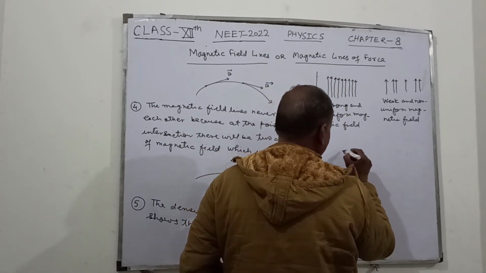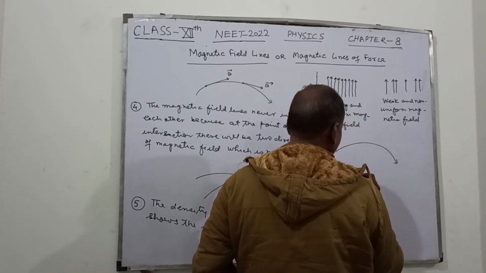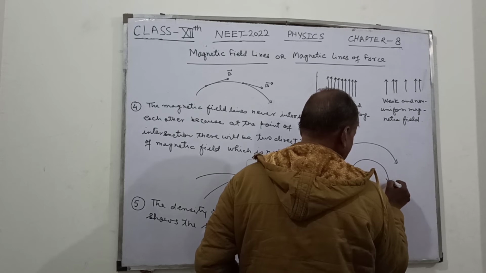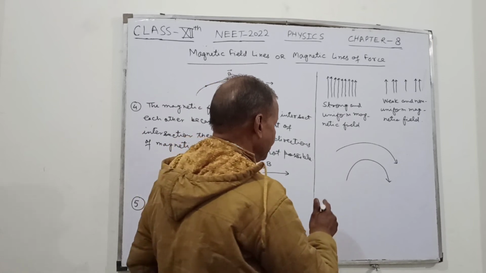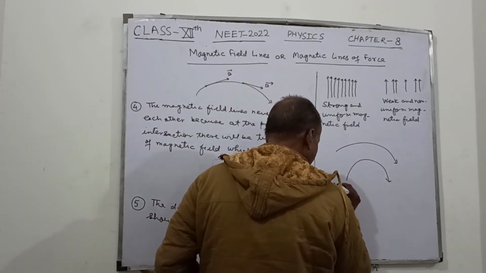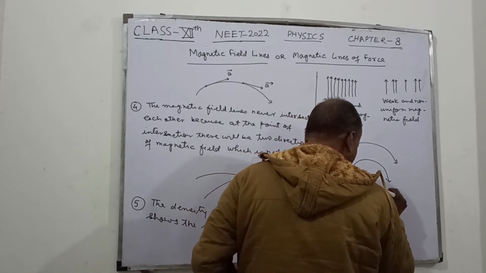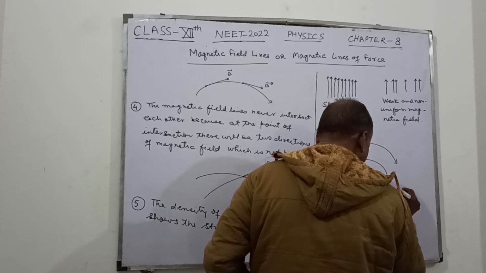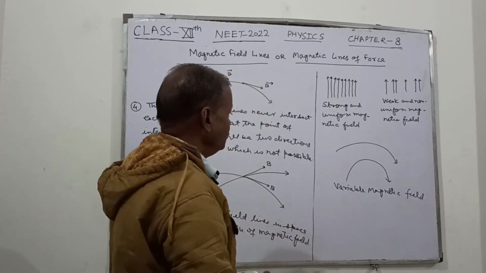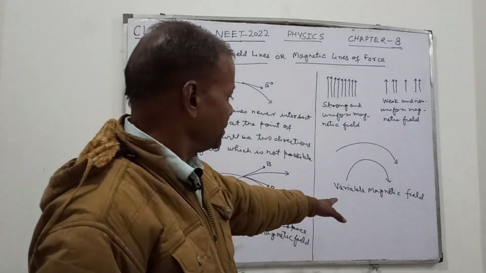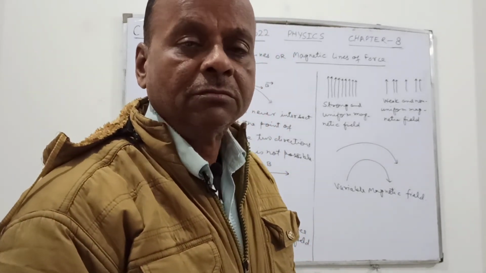If we are having the lines like this, or like this, if these are the lines, then this shows the variable magnetic field. So just by these lines we can represent the uniform, non-uniform, weak and strong magnetic fields.